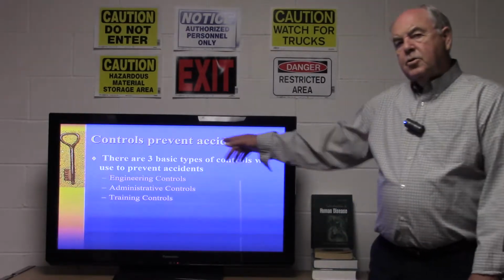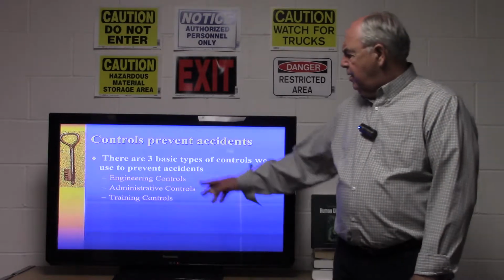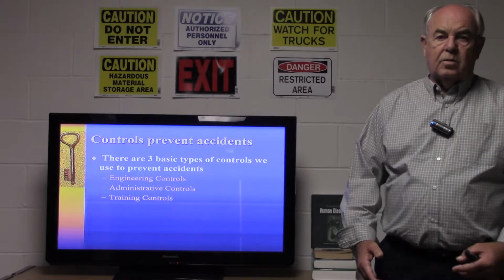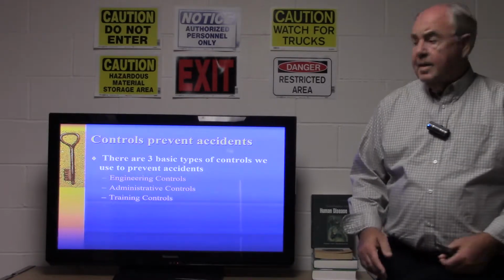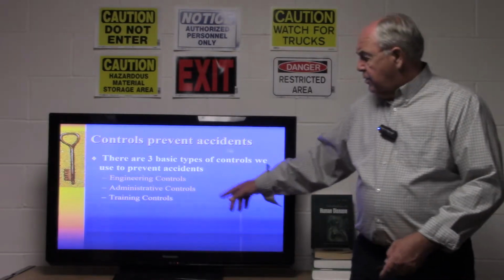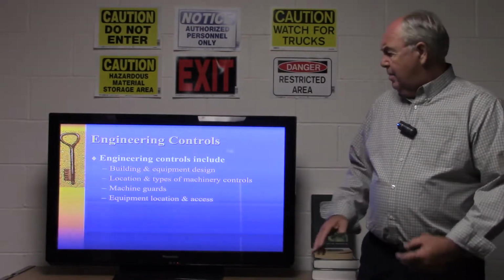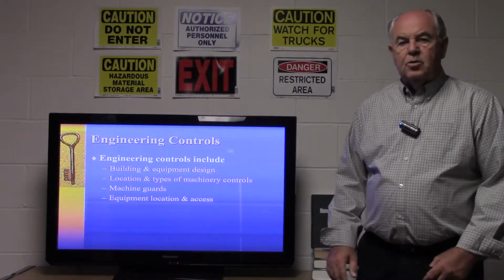But here are some of the controls that we use to prevent accidents and injuries. There are 3 that we like to use: engineering controls, administrative controls, and training controls. Training controls consist of exactly what we're doing here today. Now, engineering controls, we look at building design, equipment placement, things of that nature, location and types of machinery and controls.